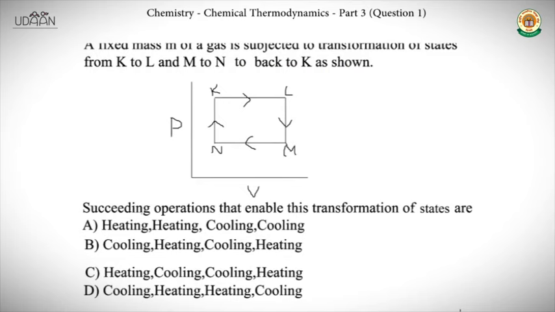So guys, now that we are done with the theory of thermodynamics and thermochemistry, it's time for us to take a set of problems. It's time for the first question, which is: a fixed mass m of a gas is subjected to transformation of states from K to L to M to N and back to K as shown. Now, your job is to choose the correct sequence of operations that enable this transformation of states.